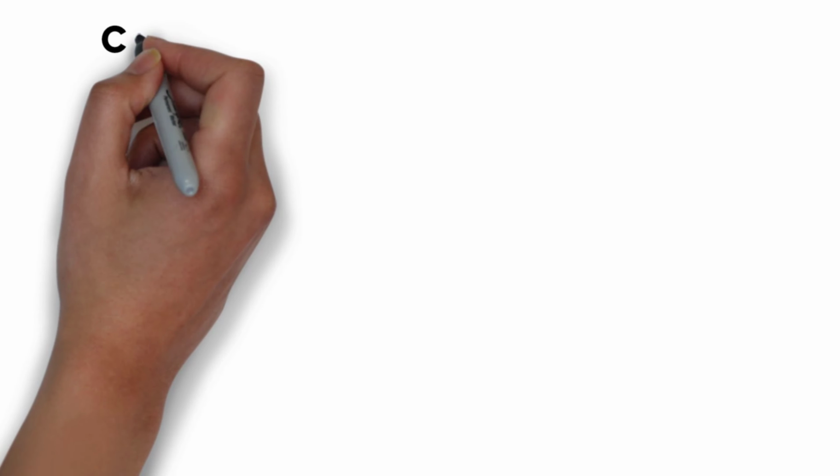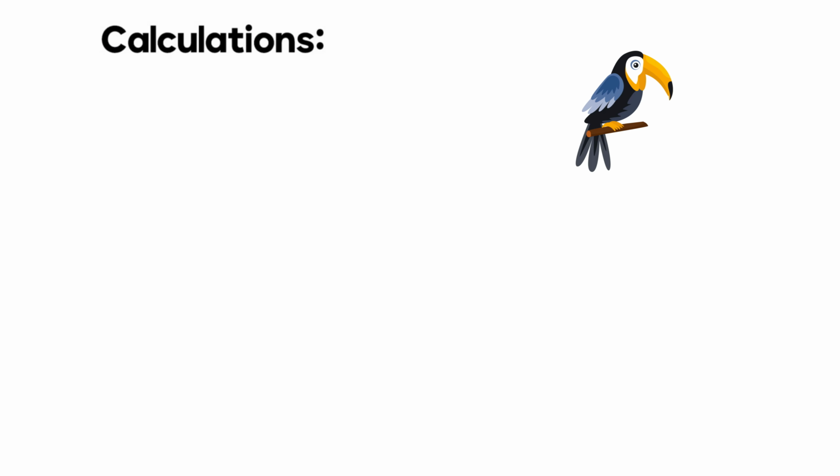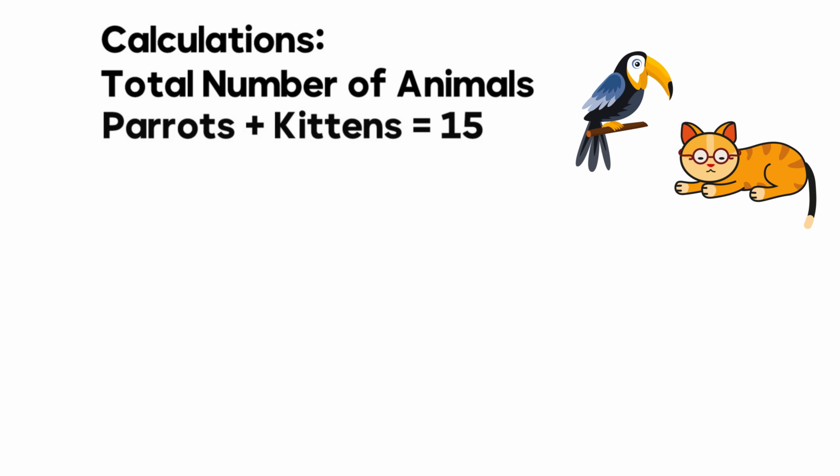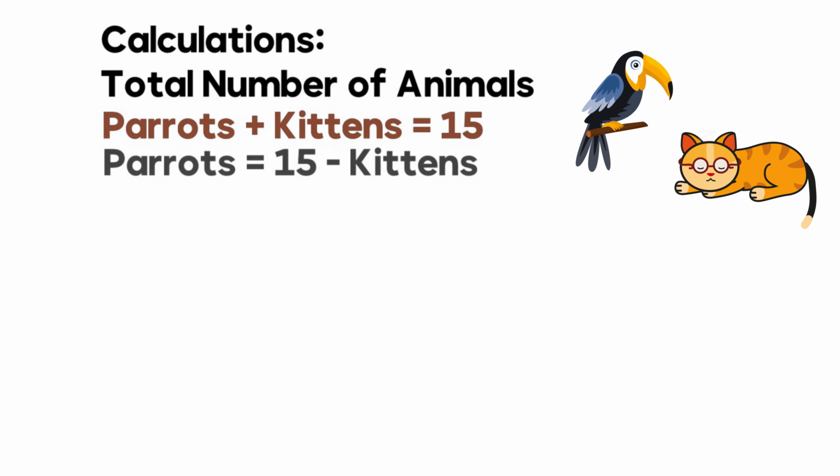So number of heads can be used to calculate total number of animals in the store. Because there are 15 heads, there are 15 animals in the store. Based on this information, we can create a formula. Number of parrots in the store plus number of kittens in the store equals 15. So based on this, we can calculate number of parrots. Number of parrots equals 15 minus number of kittens.